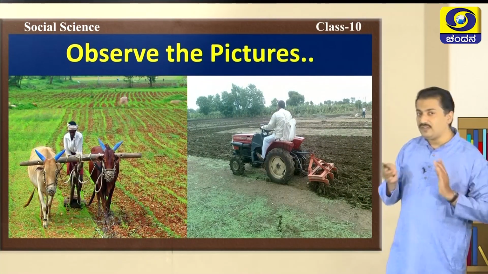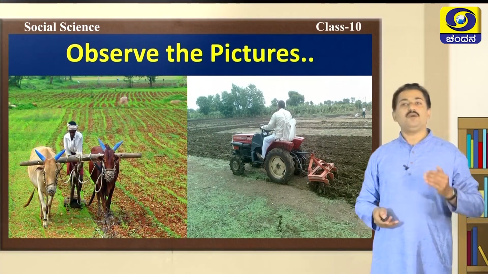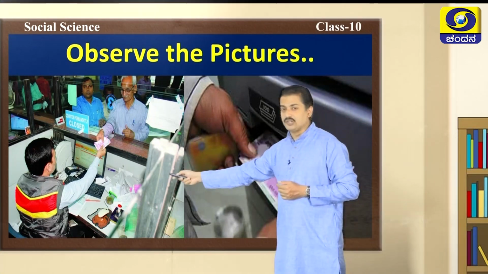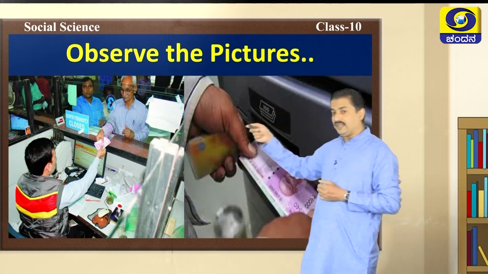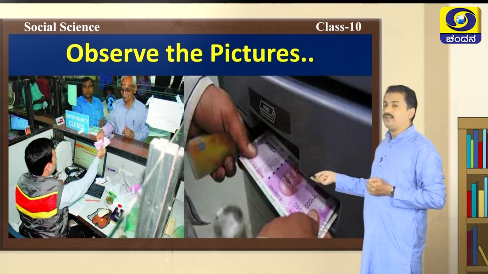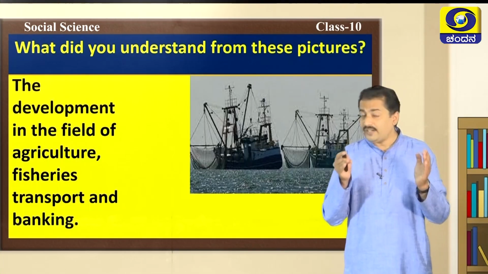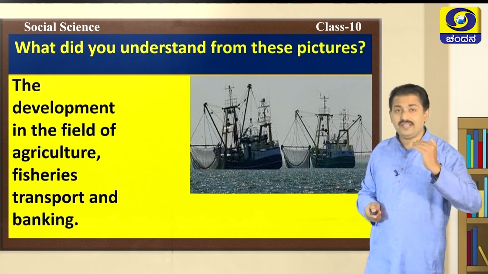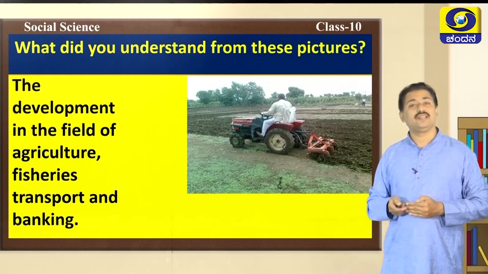So, what is the difference here? Let us see that later. Likewise, you observe one more picture now. In the first picture, a customer is withdrawing money at the bank counter. In the second picture, without going to the bank, the customer is withdrawing the money at the ATM machine. So, what did you understand from these pictures, dear students? The development in the field of agriculture, fisheries, transport and banking, all these you learnt from these pictures.